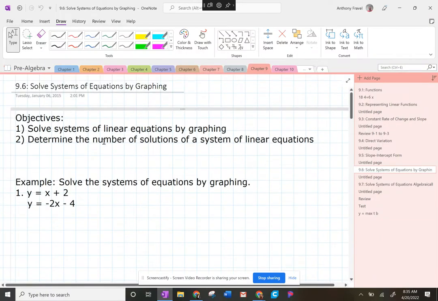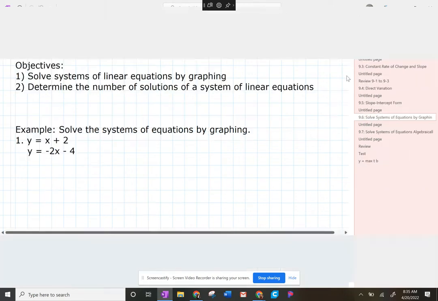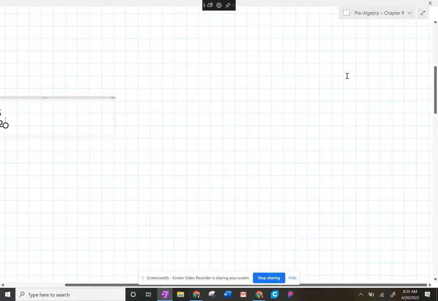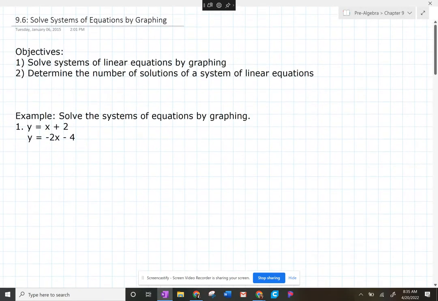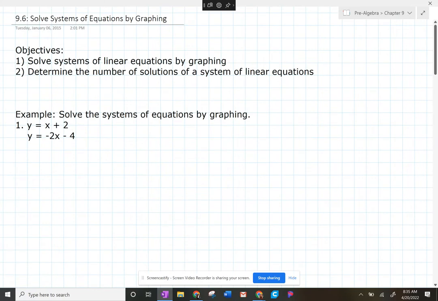All right. So the stuff we're doing today, we're going to solve systems of equations by graphing. What we'll do is we're going to draw these lines. We're going to have two separate lines. And just like Jake and the Neverland Pirates, where those two lines cross, X marks the spot.